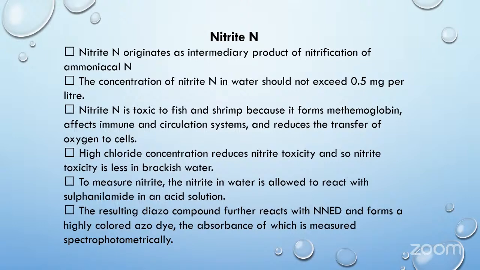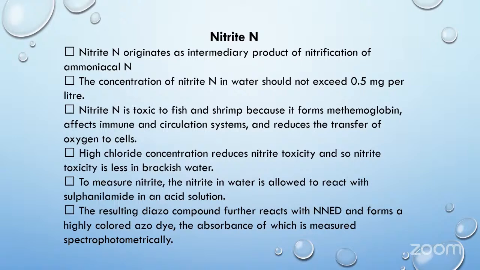Then nitrite. Nitrite originates as an intermediary product of nitrification of ammoniacal nitrogen. The concentration of nitrite in water should not exceed 0.5 mg per liter. Nitrite is toxic to fish and shrimp because it forms methemoglobin, which affects immunity and the circulatory system and reduces the transfer of oxygen to cells. High chloride concentration reduces nitrite toxicity, and so nitrite toxicity is less in brackish water.